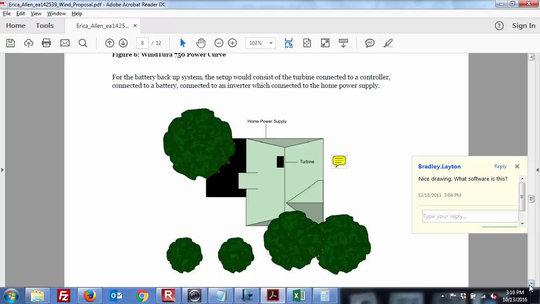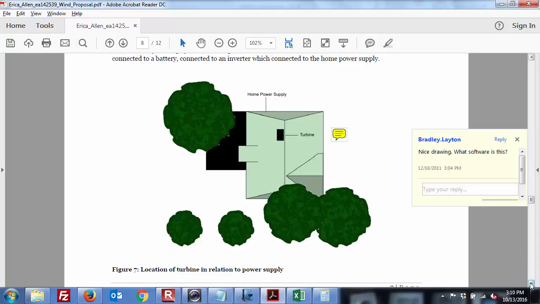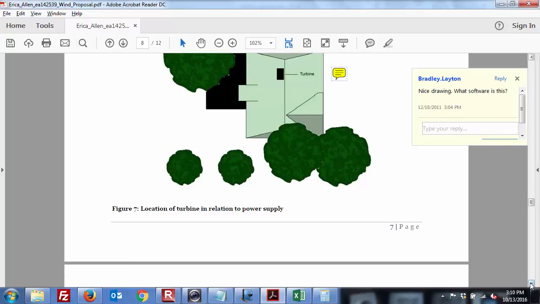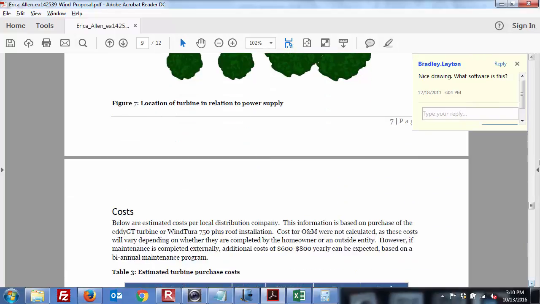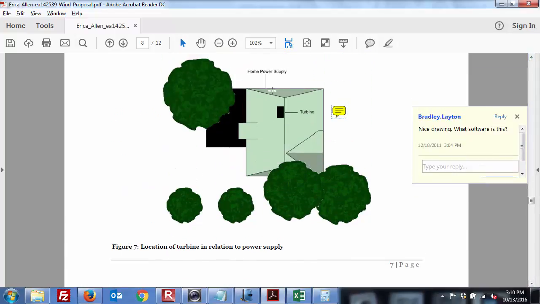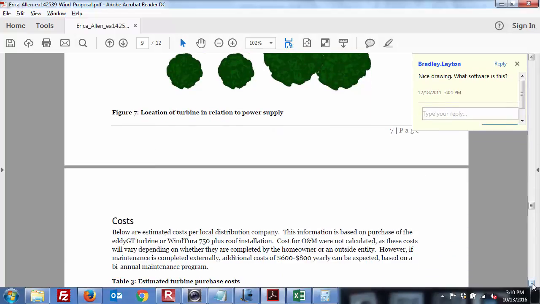In general, it's not always recommended to put the wind turbine on the house itself. Usually better to have it off in the yard somewhere. Vibrations can damage the house structure. Although it is good in general to have it close to the home power supply. So a better location would be like here, off in the yard, because you're not messing with the house.